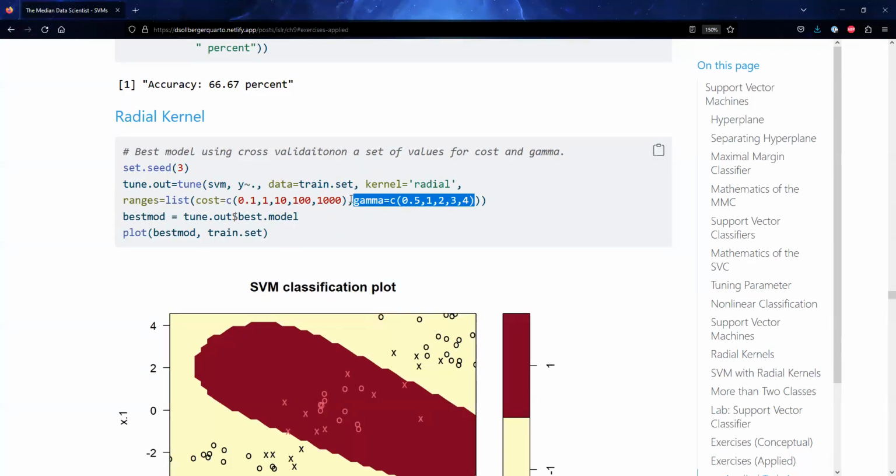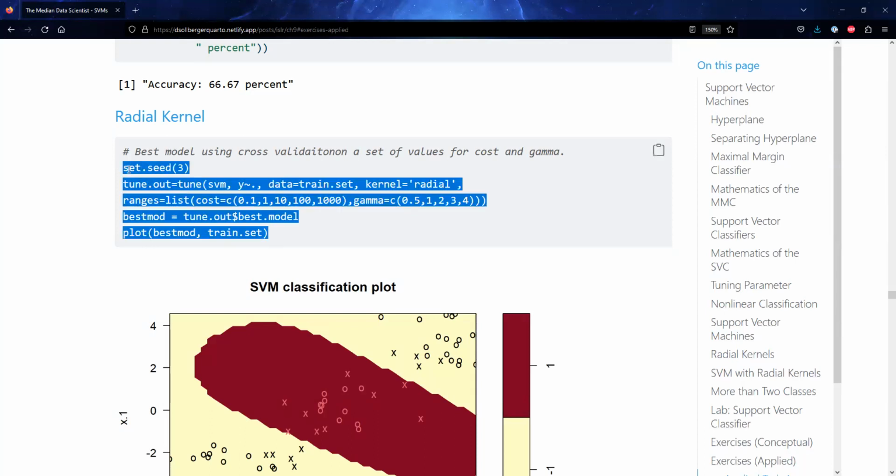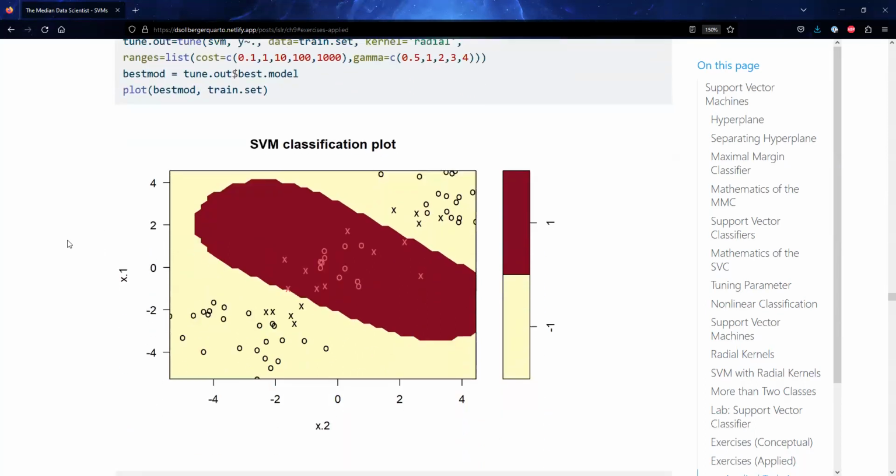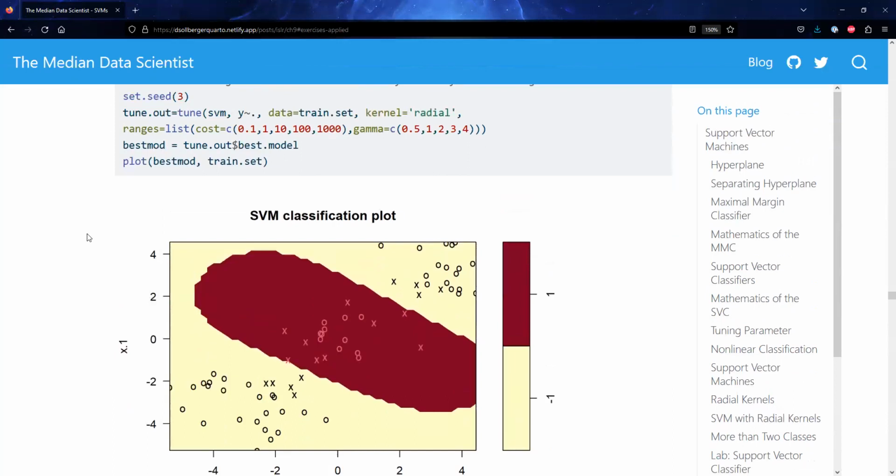Since now your grid search of the parameters are these costs times these gamma values, this code could take longer to run. Just something to be aware of. Nevertheless, the code will once again produce a best model, and that's the picture that we get here.